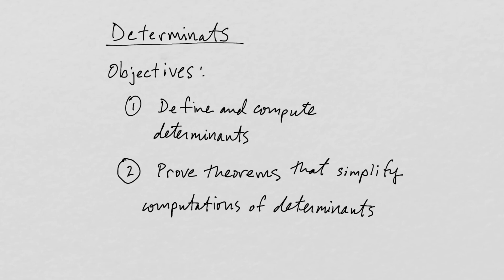All right, that finishes our video on determinants. We defined and did some examples of computing determinants, and then we proved some theorems, which will be useful later when we are evaluating determinants and proving other theorems about them.